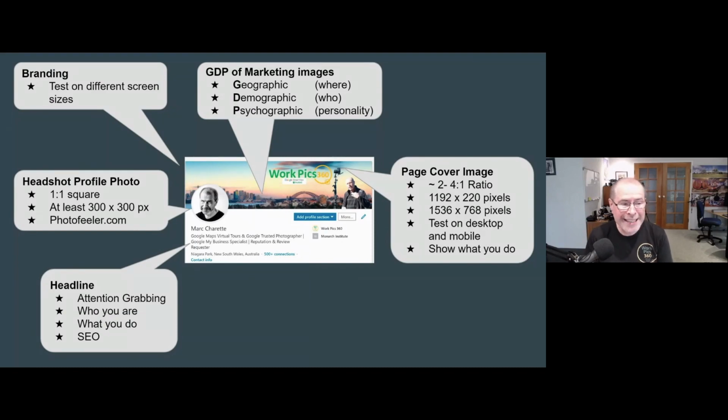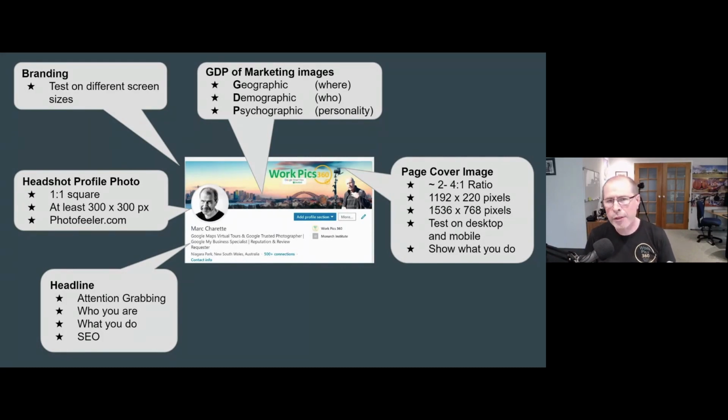The other one is the banner at the back. You'll notice that I've got a long banner, and generally speaking, the ratio on that banner is roughly 1192 by 220 to roughly 1536 by 768 pixels. In other words, it's somewhere between a 2 to 4 to 1 ratio. So it's a very long banner.